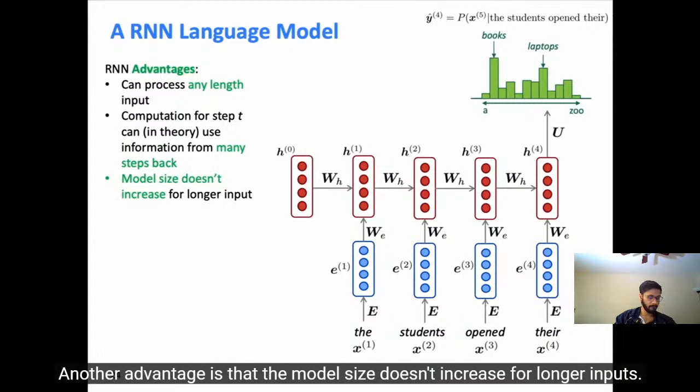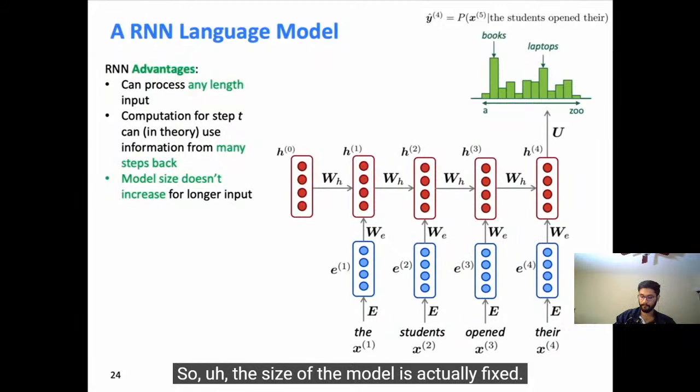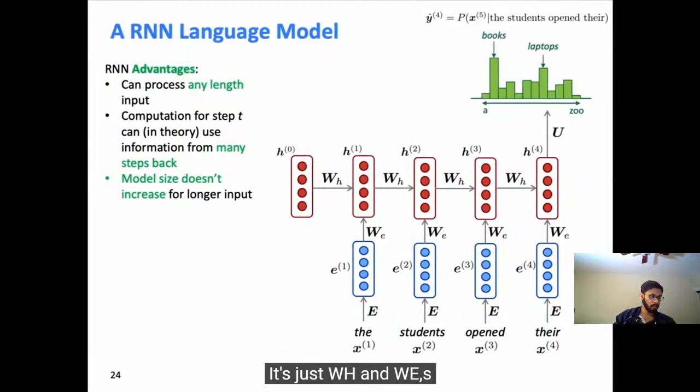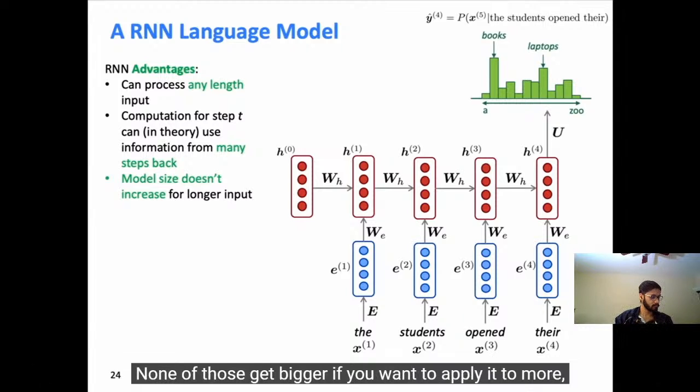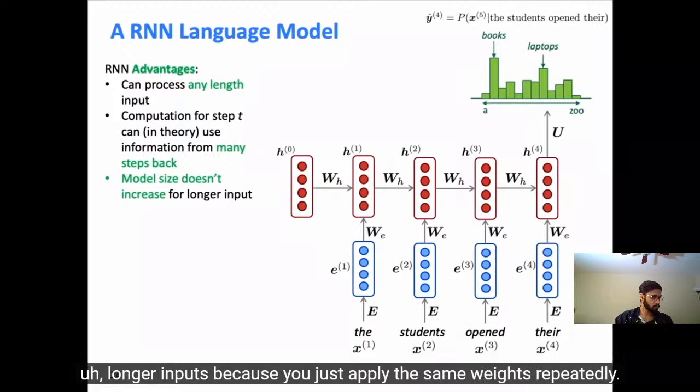Another advantage is that the model size doesn't increase for longer input. So the size of the model is actually fixed. It's just WH and WE, and then also the biases, and also the embedding matrix, if you're counting that. And none of those get bigger if you want to apply it to longer inputs, because you just apply the same weights repeatedly.